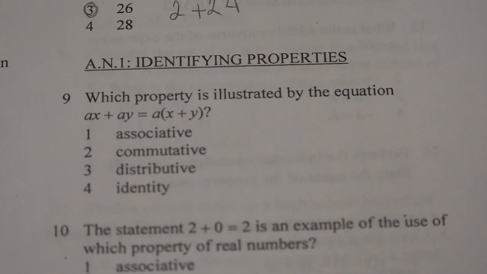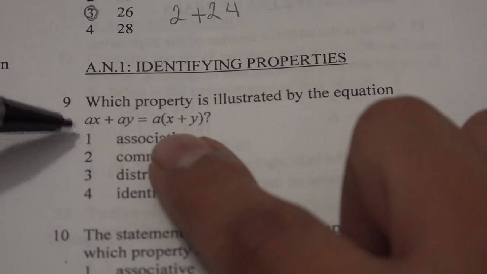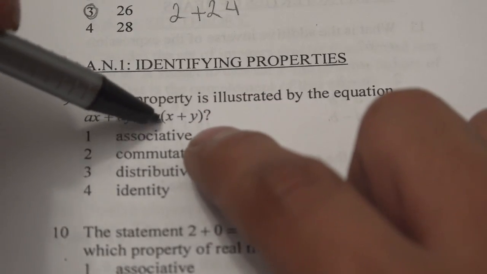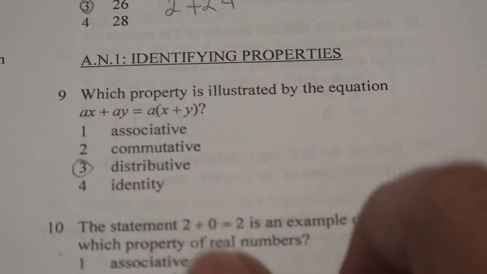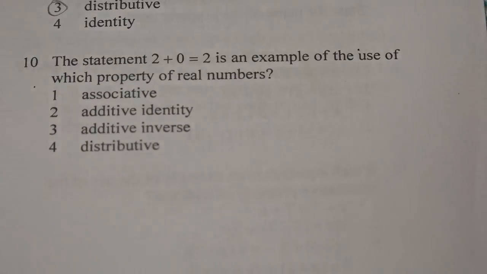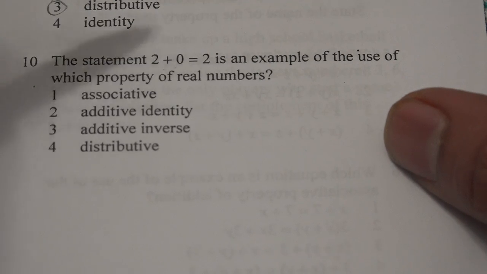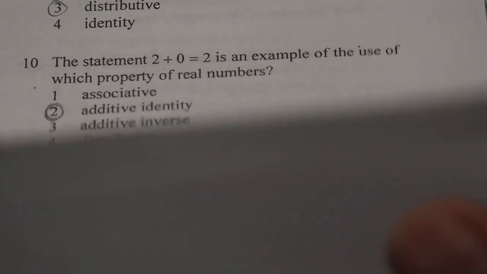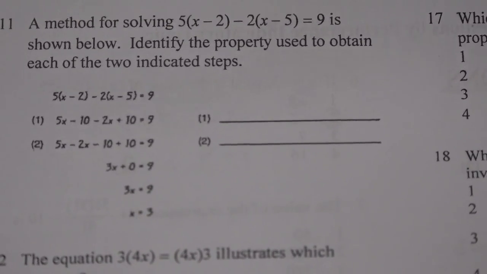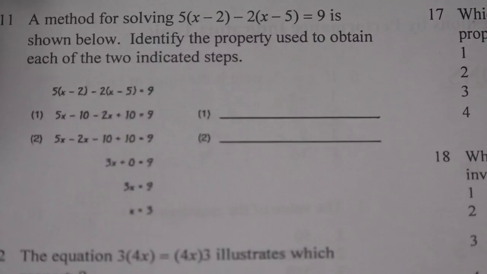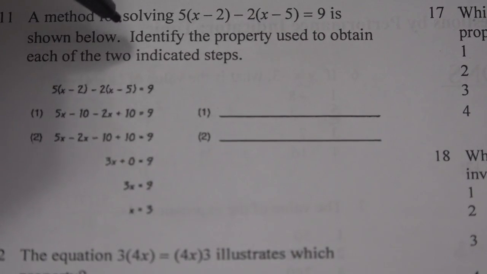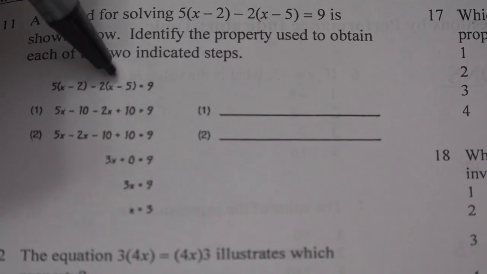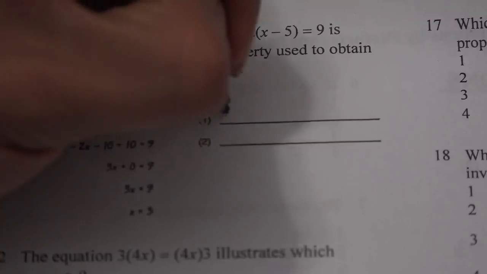Which property is illustrated by the equation? We have parentheses on one side, multiplying, so that's the distributive property. The statement 2 plus 0: we know 0 is an example of the additive identity, the identity element of addition. Alright, let's move on. A method for solving this equation is shown below. Identify the property used to obtain each of the two indicated steps. Here the distributive property was used.